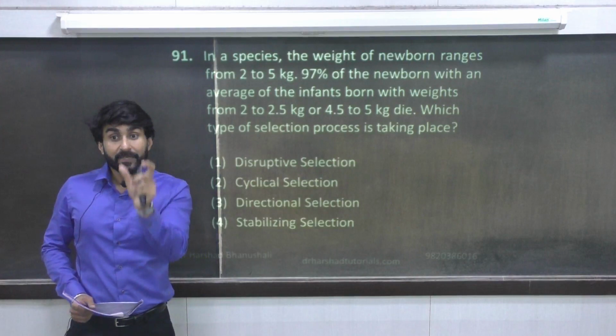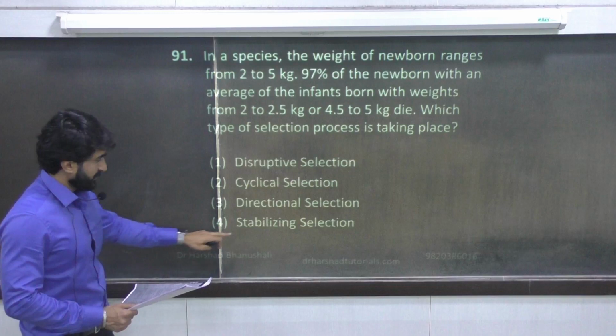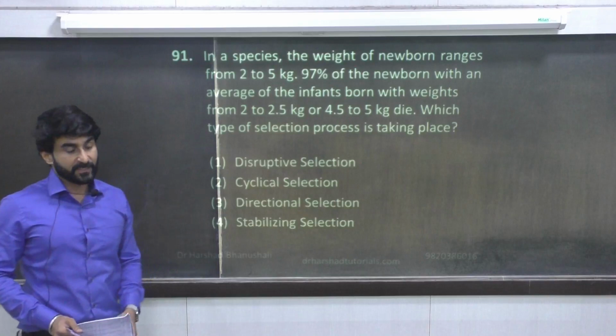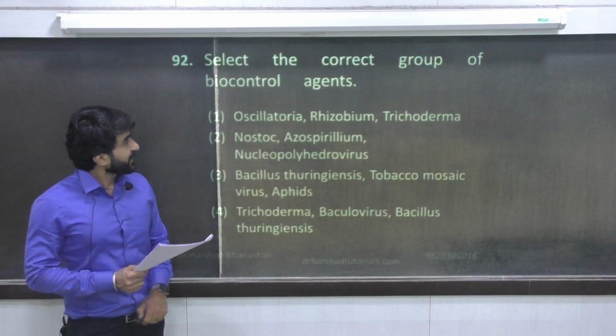This type of selection is called stabilizing selection. So the answer for this question is option number 4 in this version, which is stabilizing selection, because the mean character is being selected. This is a question from your evolution chapter, by the way. We go to the next question now.